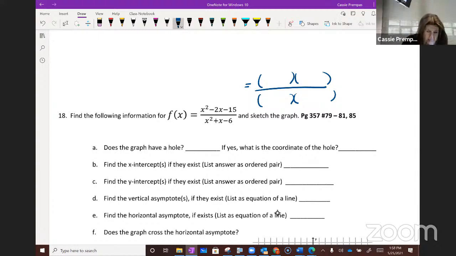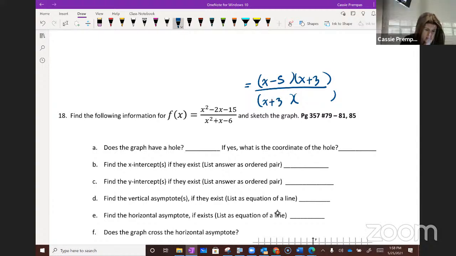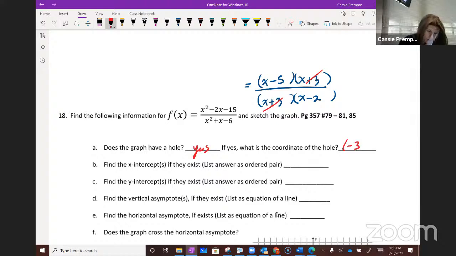So did you get x minus 5 times x plus 3? Yeah. Okay, and then the denominator, did you get x plus 3 times x minus 2? Yep. Awesome. So does this graph have a hole? Yeah, x equals -3, right? Yep. And then do you remember how to find the y coordinate of the hole?